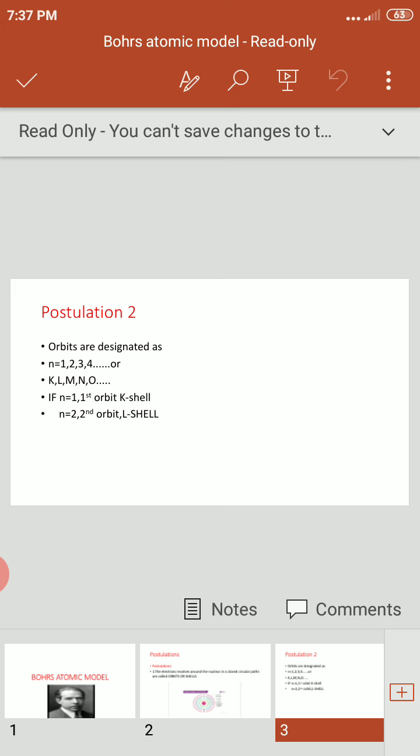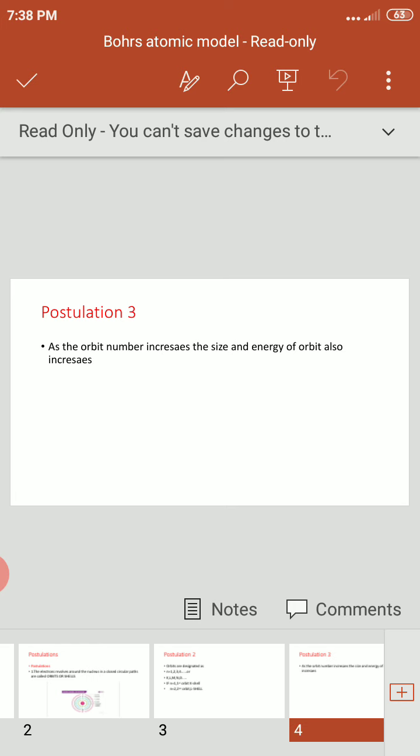So the first point: electrons revolve around the nucleus in circular paths, and those circular paths are called orbits. The second postulation is that we give numbering to those orbits: 1, 2, 3, 4 or K, L, M, like that. Next postulation: as the orbit number increases, the size and energy of the orbit also increase. Let us compare the first orbit size and second orbit size.